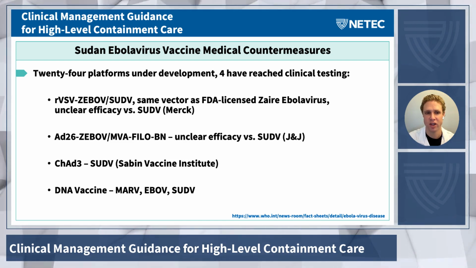The first one is manufactured by Merck using the same platform as their now FDA-approved Zaire Ebolavirus vaccine, using a vesicular stomatitis vector. And the other 2 utilize an adenovirus vector. The second one actually is a 2-dose vaccine, which does not make it ideal for outbreak control. And the third has also been employed, newly discovered. The fourth platform has entered phase 1 testing, but has not yet been deployed on a large scale.